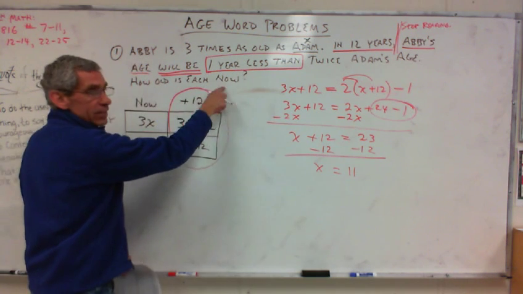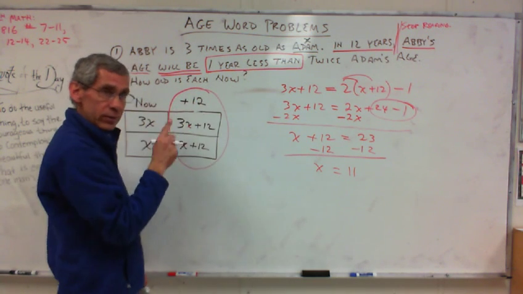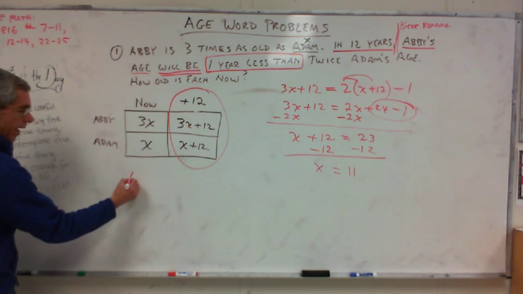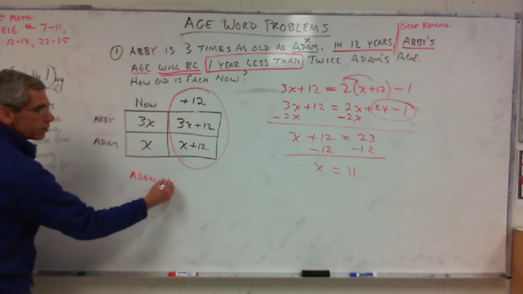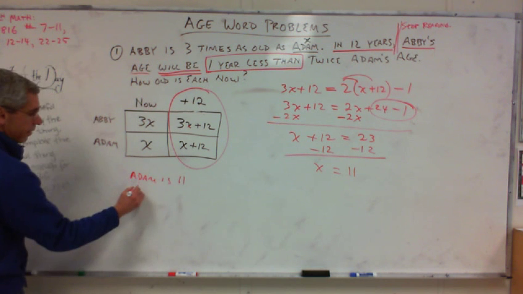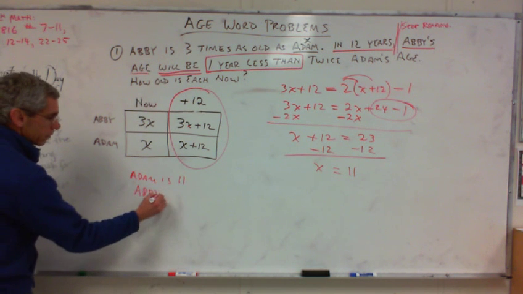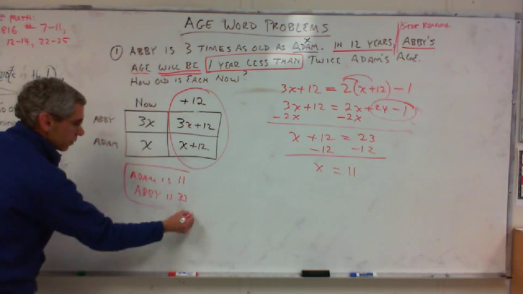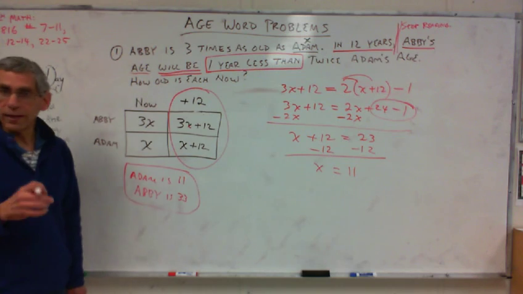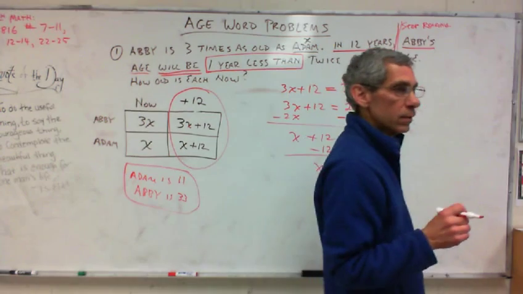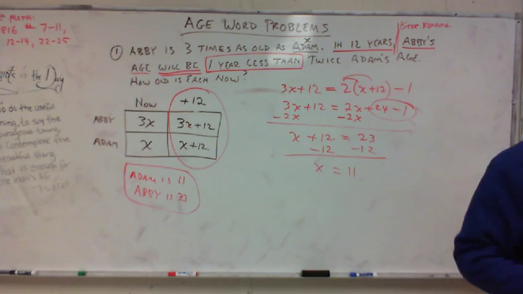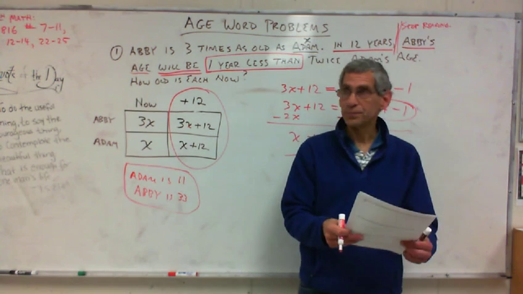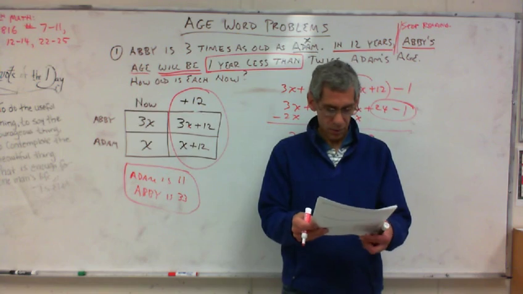So now they ask this: how old is each now? Always go back to the question and see what they ask. So then you could just write the numbers are 11 and 33. Adam is 11 and Abby is what? 33. This is a word problem, you have to answer in words, right? Remember that? Word problems you have to answer in words: Abby is 33 and Adam is 11. Okay, that was easy. That's easier than I thought it was going to be.